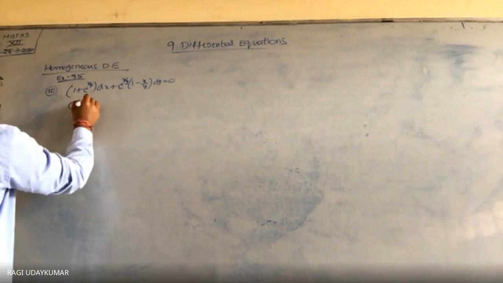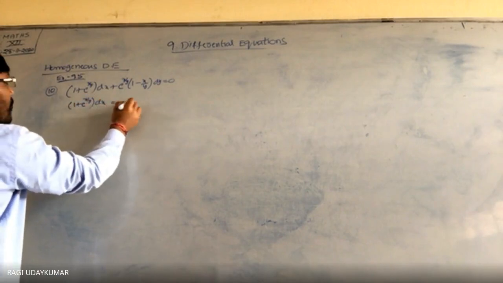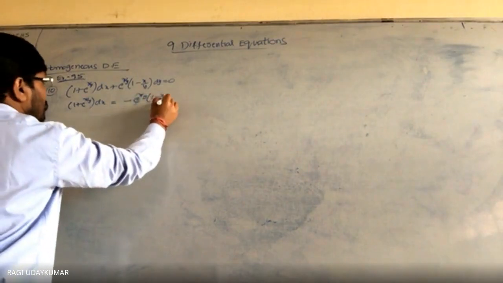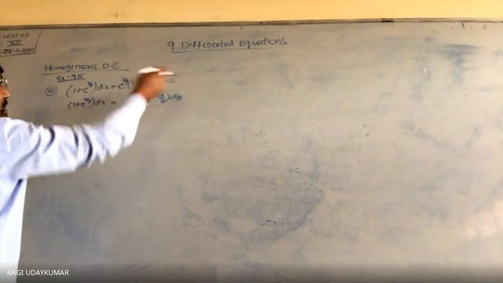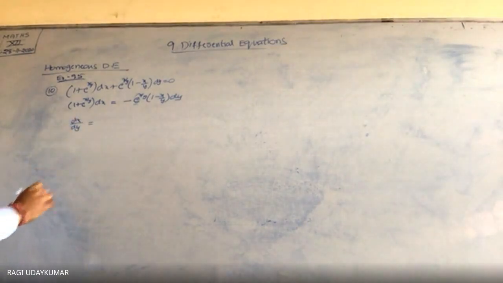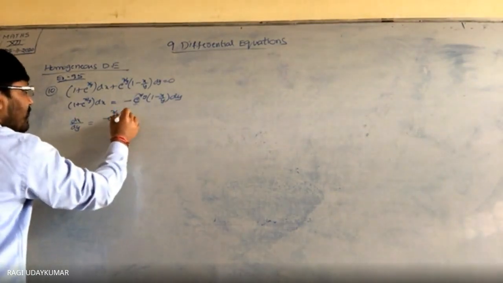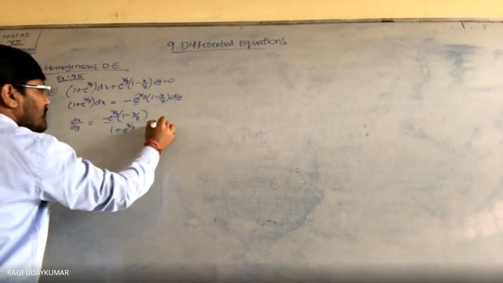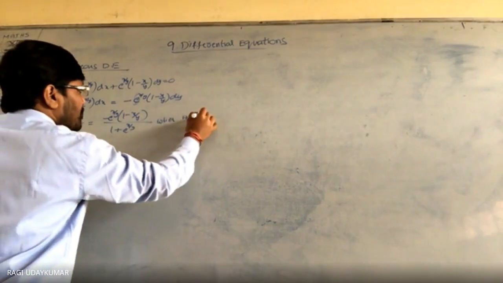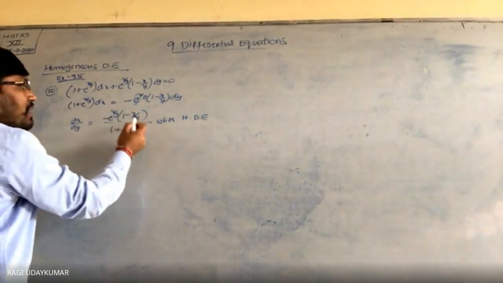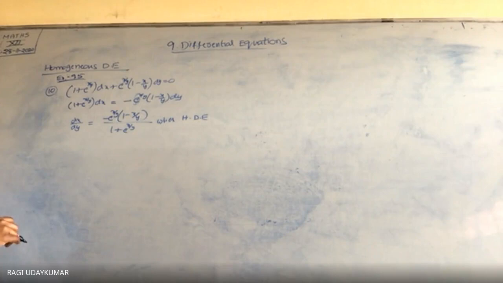1 plus e power x by y dx is equals to minus e power x by y into 1 minus x by y dy. Now here dx by dy is equals to minus e power x by y 1 minus x by y divided by 1 plus e power x by y, which is a homogeneous differential equation. How do we observe that it is homogeneous? x by y, x by y, x by y you are having everywhere, so it is a homogeneous differential equation.